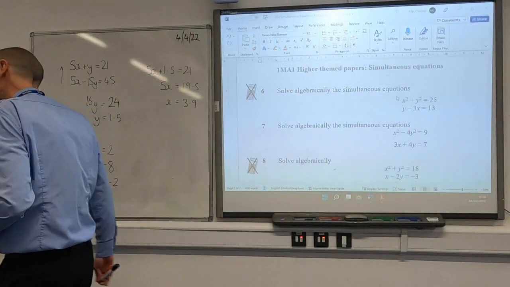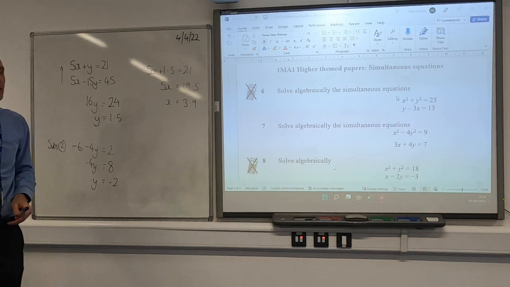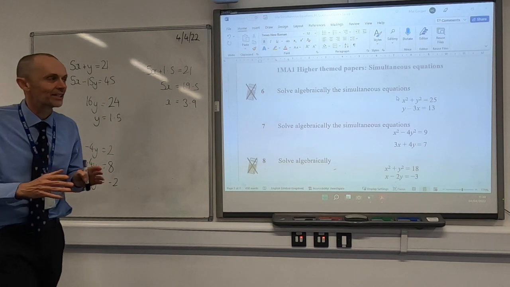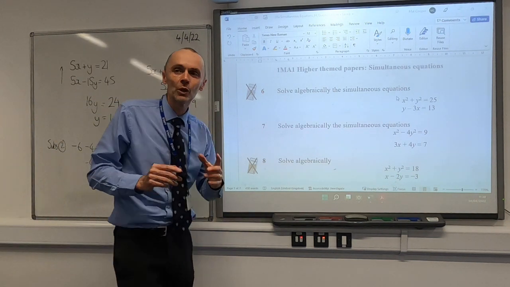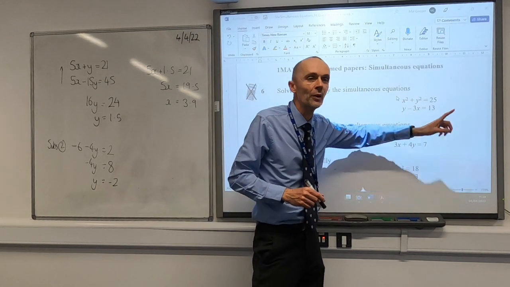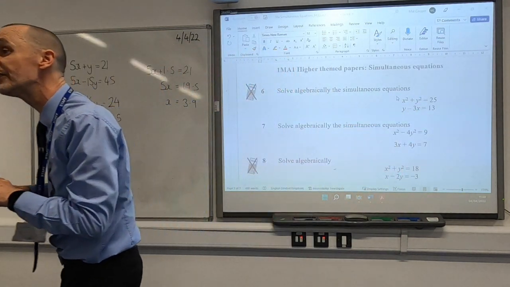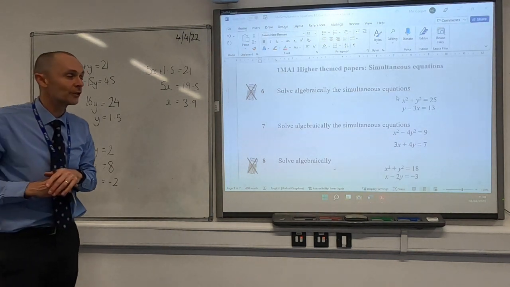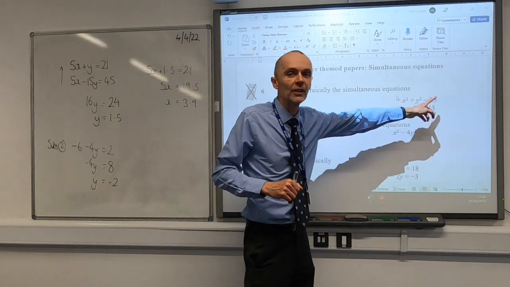So these are also simultaneous equations. These are also simultaneous equations. But these are not nice because they are no longer linear. Actually, this is the equation of a circle. I can't even call them quadratic simultaneous equations because I've got something here which isn't even a quadratic.